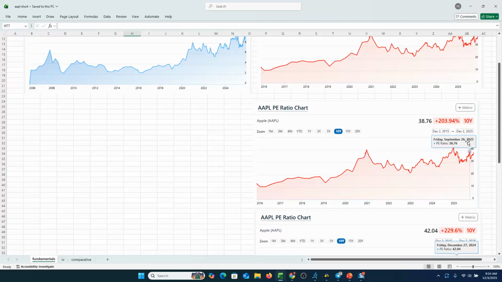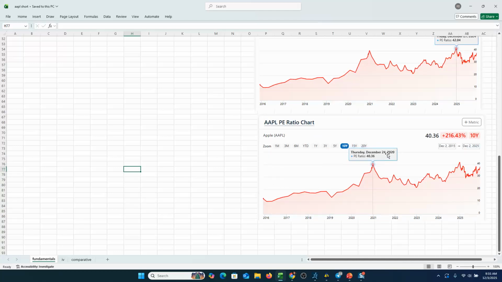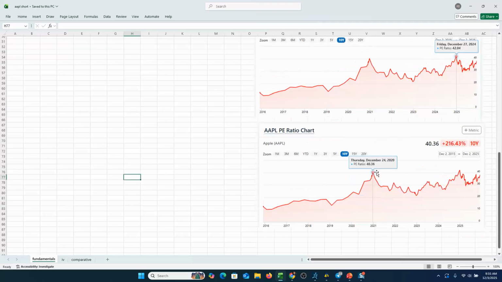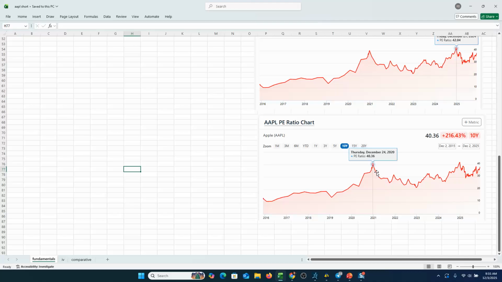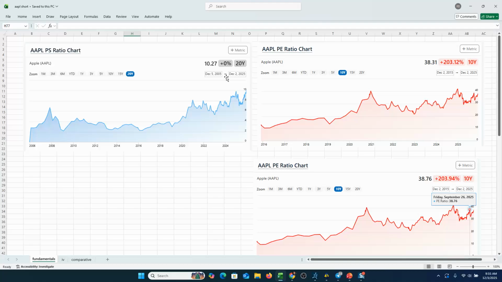You can see that was on September 26th, when it approached and hit 38 times, going back to December 27th of 2024, the highest level ever at 42 times. And then December of 2020, during the COVID crisis, at 40 times. And of course, interest rates were much lower back then, which supports higher multiples. So certainly Apple is getting to extreme valuations on both a price to earnings basis and on price to sales at over 10 times.